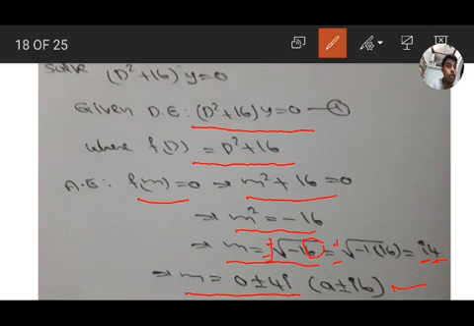roots are complex roots. Here m square equal to minus 16, m equal to plus or minus square root of minus 16. The root of 16 value is 4 and root of minus 1 is the imaginary number i, plus or minus i. So m equal to 0 plus or minus 4i. It is in the form of a plus or minus ib, which means roots are complex roots where a equal to 0 and b equal to 4.